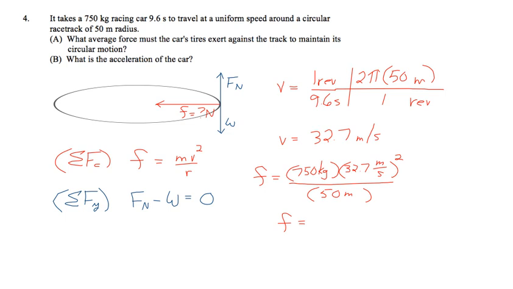Yeah, again, 16039. So to 3 significant digits, that would be 1.60 times 10 to the 4th newtons. So there's your answer for part A. Now for part B, it just says, what's the acceleration of the car?